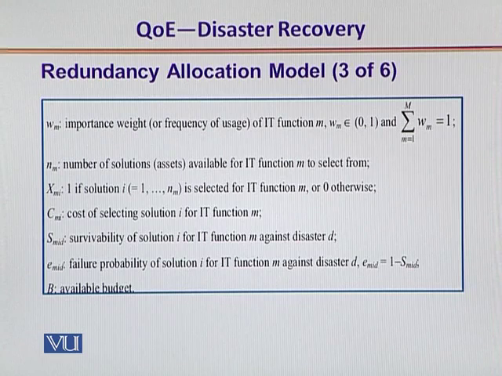N sub m is the number of solutions which are available to a certain IT function small m to select from. X sub mi is equal to 1 if one of the solutions i, from 1 up to n sub m, is selected for IT function m, and it is 0 otherwise. C sub mi is the cost. S sub mid is the survivability of solution i for IT function m against a disaster of number d. E sub mid is actually the failure probability, which is of course 1 minus the survivability. And B provides us the representation of the budget.